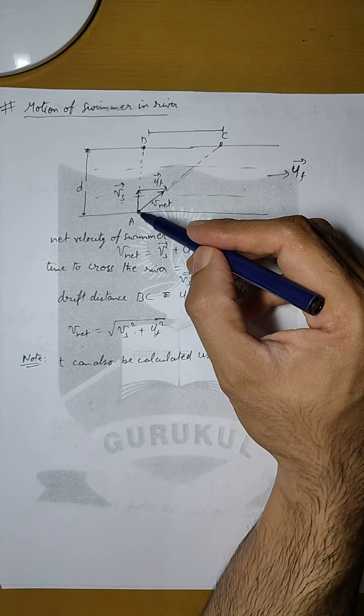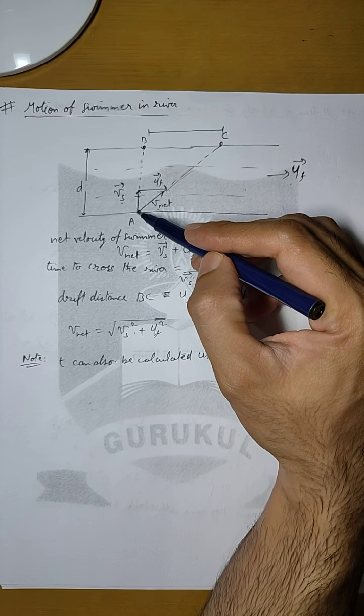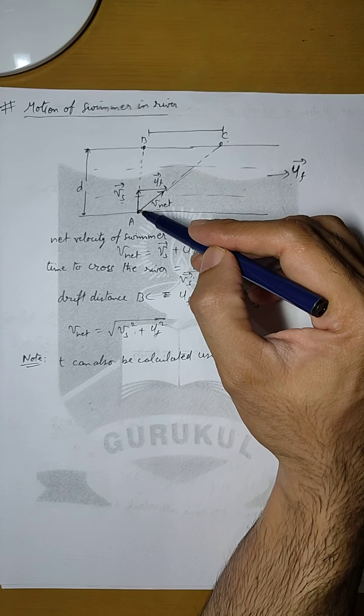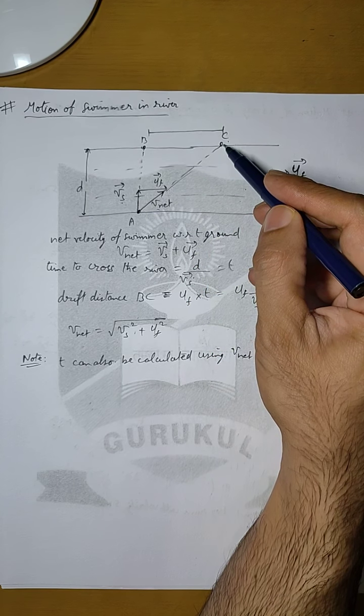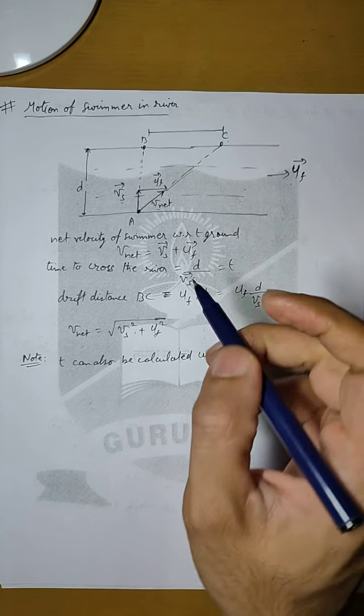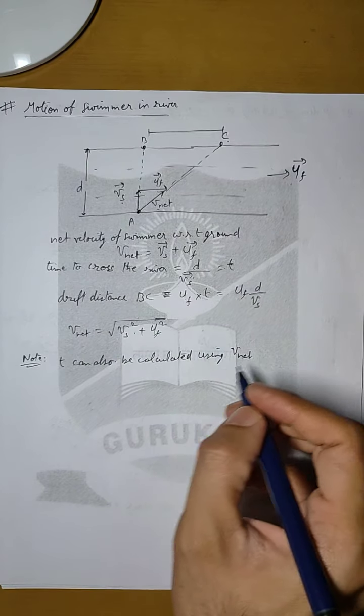So that means if the swimmer is swimming in the direction of B, he will take the same time to reach C because of the resultant velocity. The time taken by the swimmer to reach C will be equal to the time taken by the swimmer to reach B. So if we use Vnet, we are going to get the same value of time.